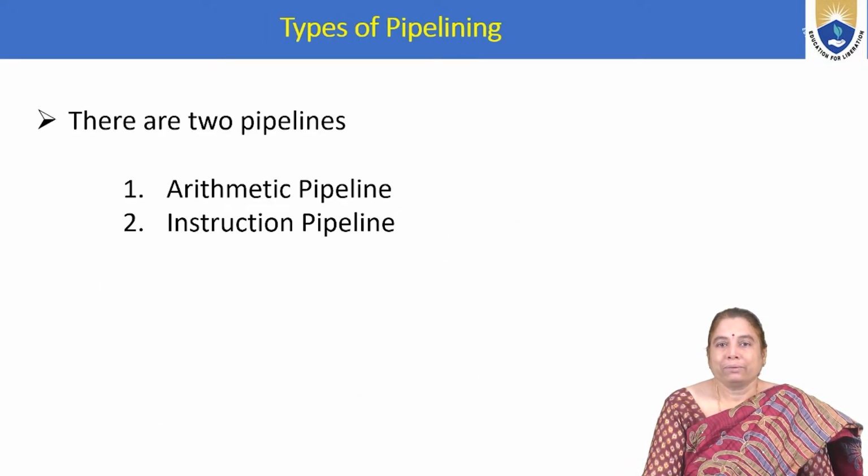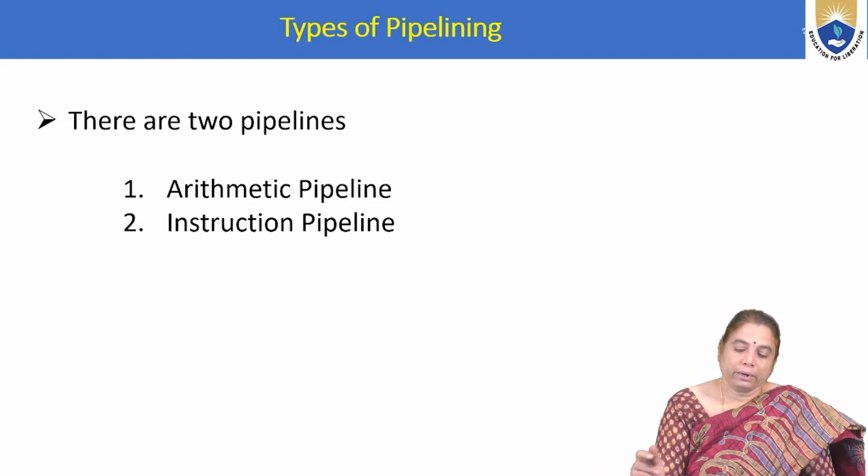Now, what are the types of pipelining? There are 2 types of pipelining available. One is arithmetic pipeline. The second one is instruction pipeline.